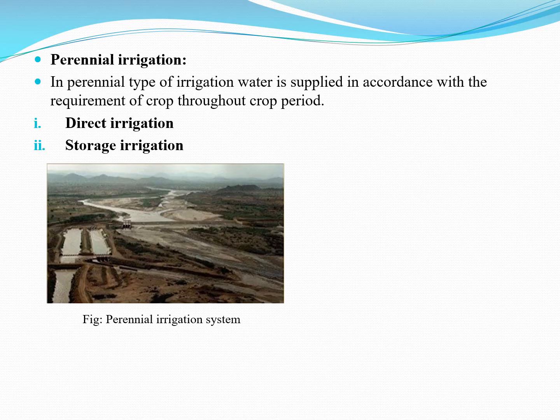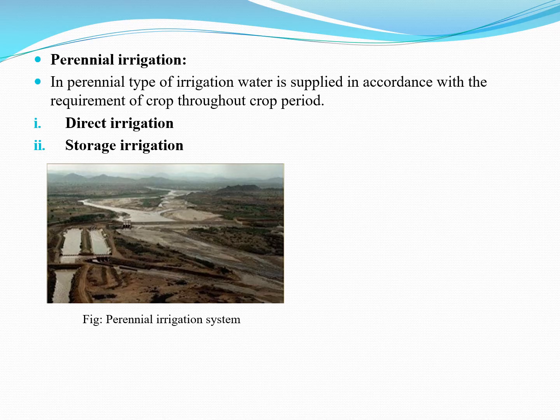Next type is perennial irrigation. In the perennial type of irrigation, water is applied in accordance with the requirement of crop throughout the crop period. There are again two types of perennial irrigation. First one is direct and second one is storage irrigation.